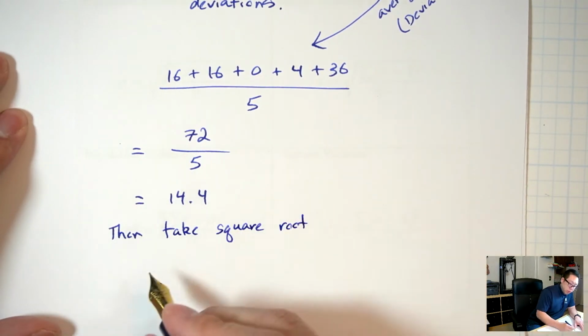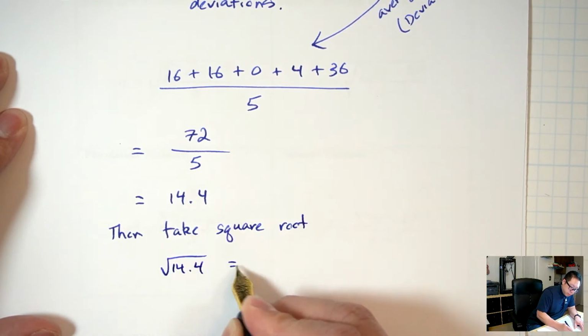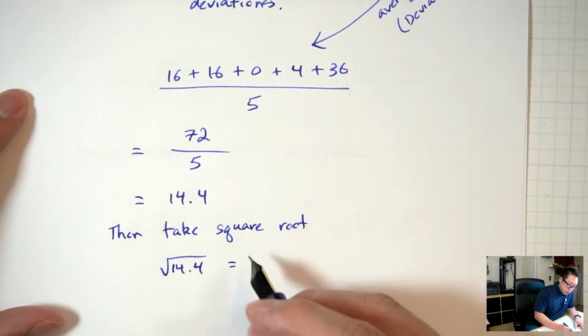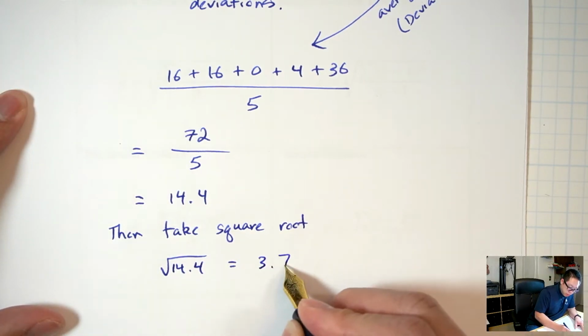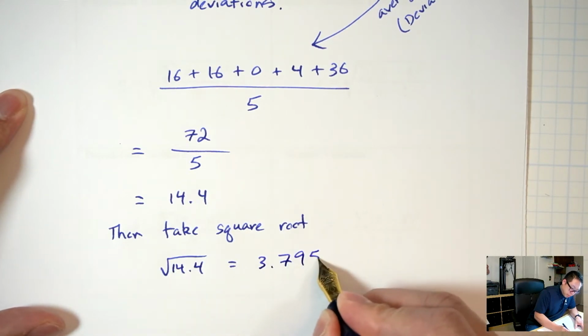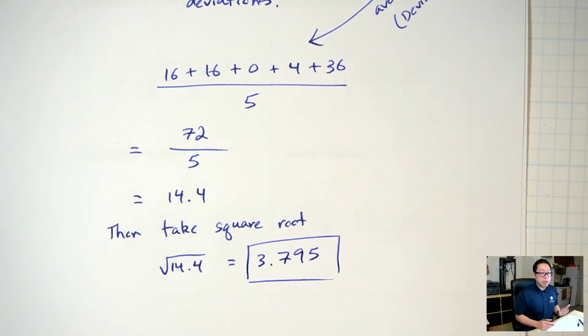So take the square root of 14.4. And then I'll round to three decimal places here. So that's 3.795. Okay, and that's the idea behind standard deviation.